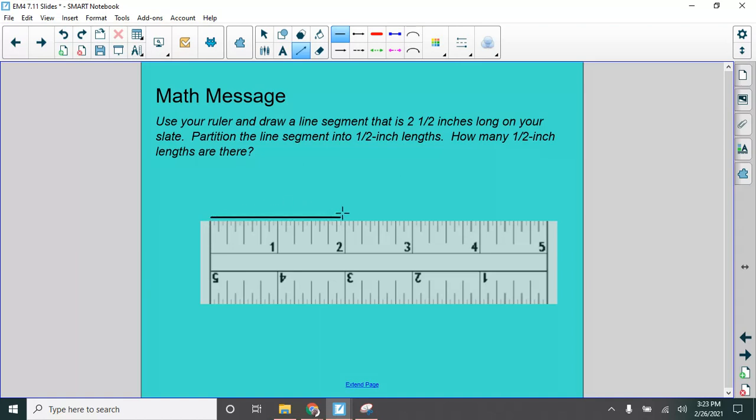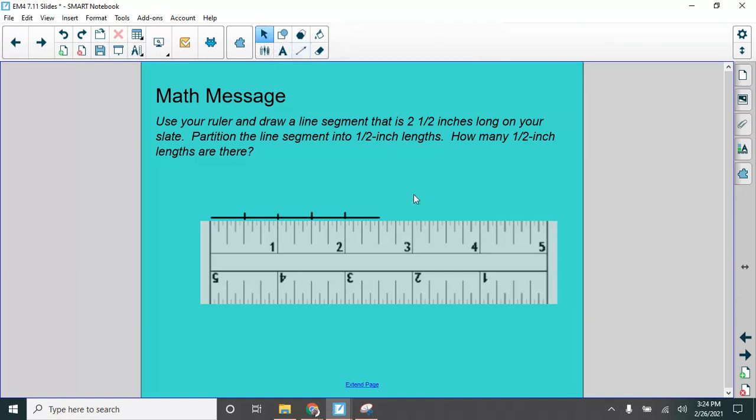And we're going to draw 2 1/2. We know that the half is halfway between 2 and 3. And then partition, right, split the line into 1/2 inch lengths. So we're going to divide up. Every 1/2 inch, we're going to make a little divider. We're kind of going backwards here, aren't we? We're making the dots, and then we'll figure out how many jumps that would be. Let's see, we get that one there. Another 1/2 inch would be 2, and then another 1/2 inch would be the end.